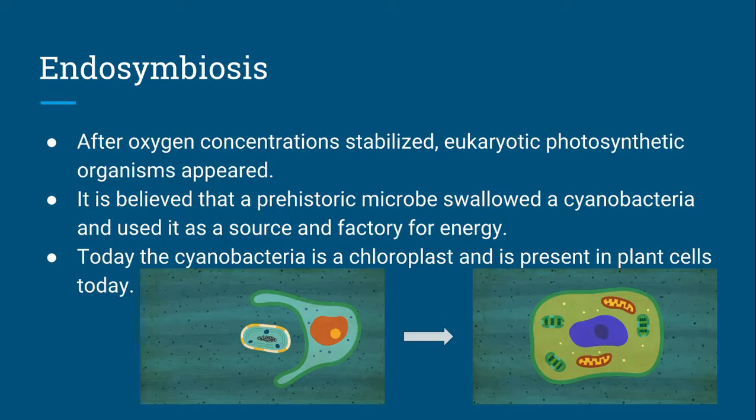After oxygen concentration stabilized, however, eukaryotic photosynthetic organisms started to appear. It's believed that a prehistoric microbe swallowed a cyanobacteria whole and used it as a source and factory for energy in a process called endosymbiosis. Today, the cyanobacteria is a chloroplast that is present in plant cells.